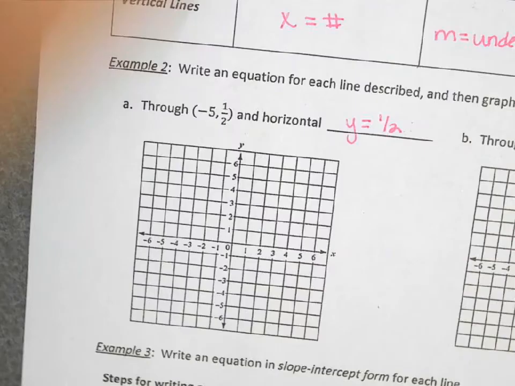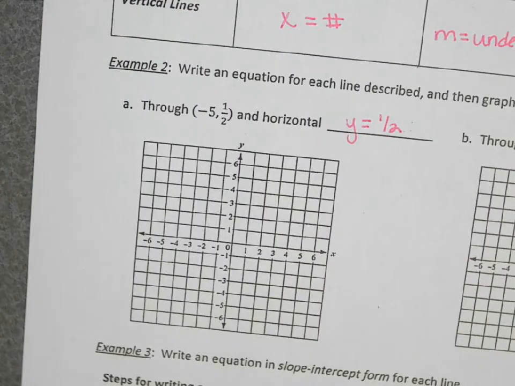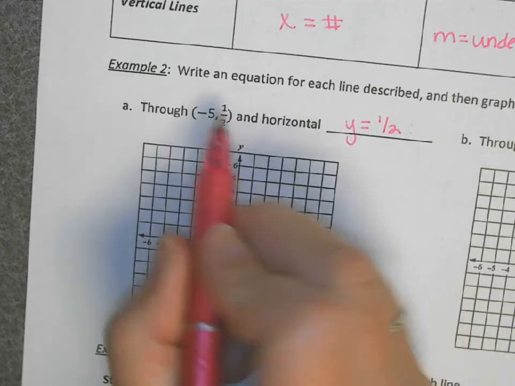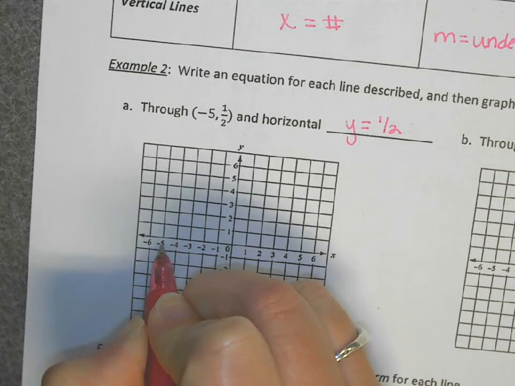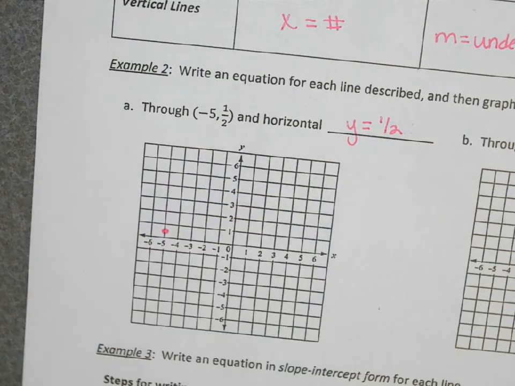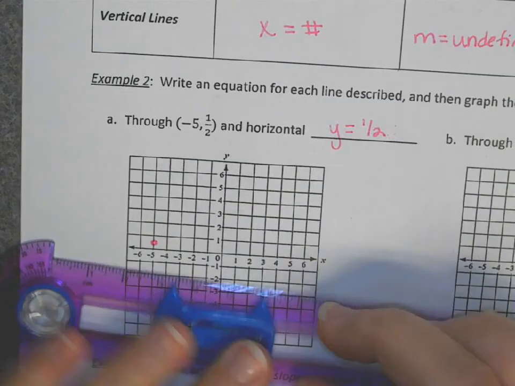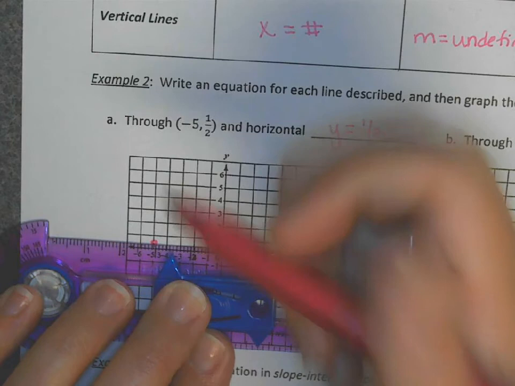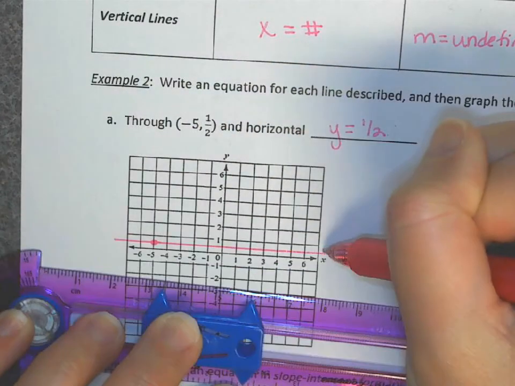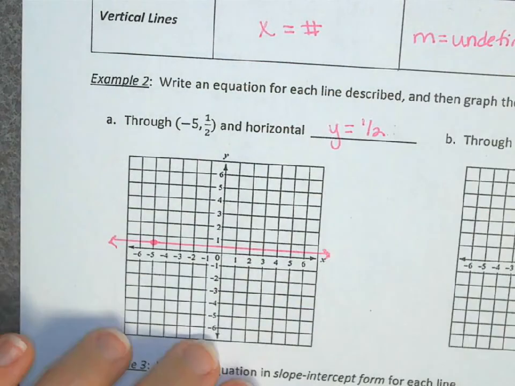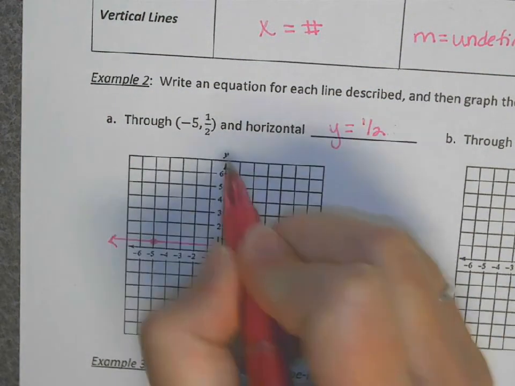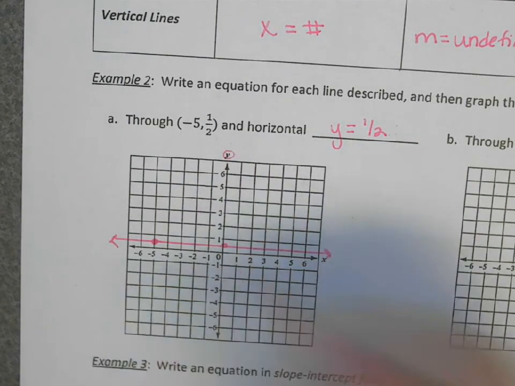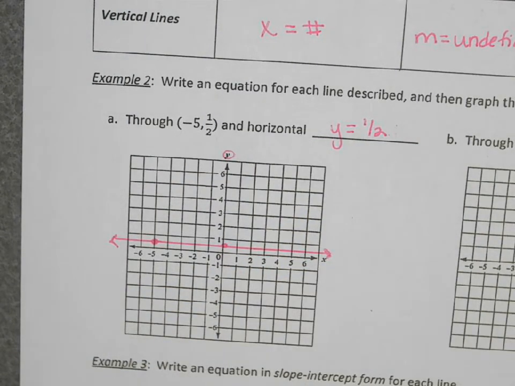Okay, so a lot of people make these harder than what it needs to be. There's no work to really show on these. We're going to plot the point (-5, 1/2), so left 5, up 1/2, which is right here. And then we're going to draw a horizontal line through that. There's my horizontal line. It goes through the y-axis at 1/2. So y equals 1/2.